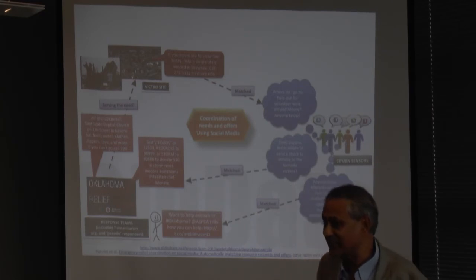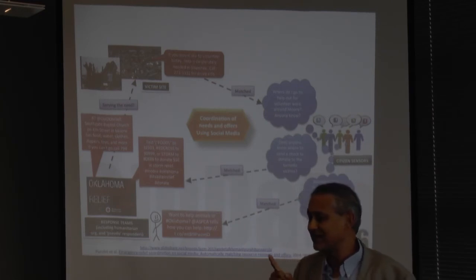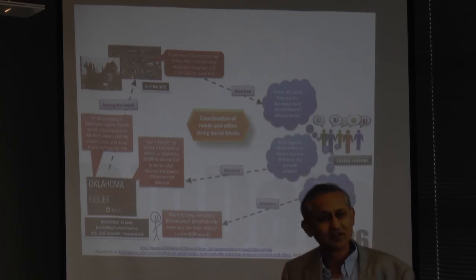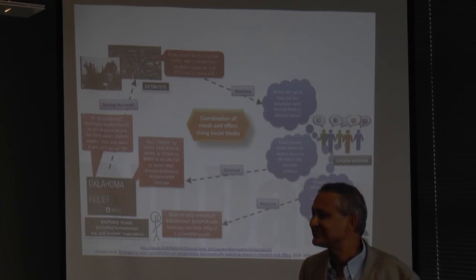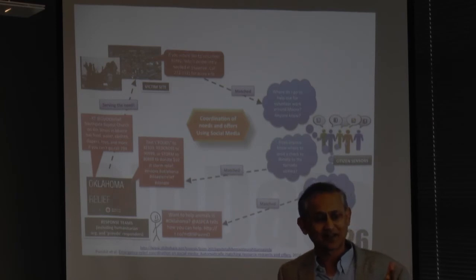Now, here is an example. This is an example where I bet you cannot solve it in any reasonable way without an additional knowledge base, without any semantics. How are you going to construct, in this set of noisy data, that Shawnee is in Moore, and that this person is offering help in Moore, so there is a match? So background knowledge is extremely critical, a critical aspect of semantics.